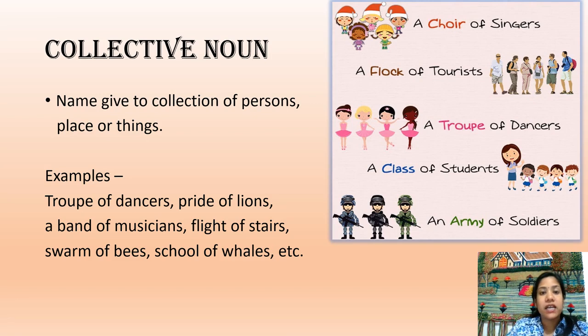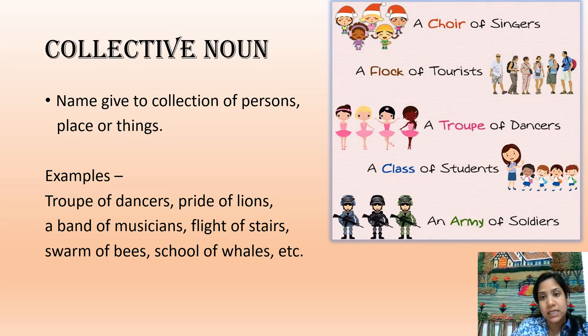Next comes collective noun. Now, collective noun refers to a collection of or a group of person, place, animals, or things. Like for example, a troop of dancers, a pride of lions. Now, if there are many lions, a group of 4 or 5 lions, then we'll call it a pride of lions. A band of musicians, a flight of stairs, a swarm of bees, many bees together working, then it is called a swarm of bees.